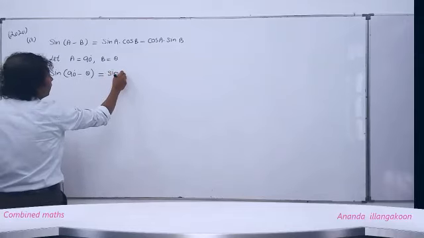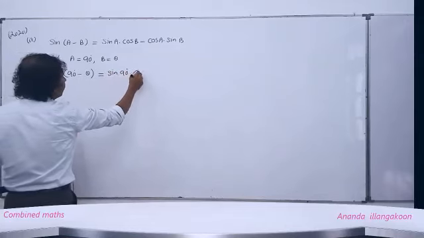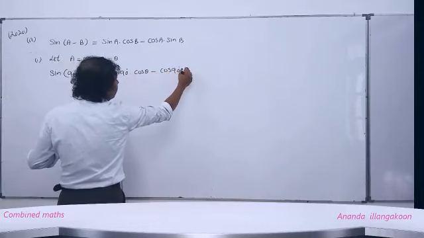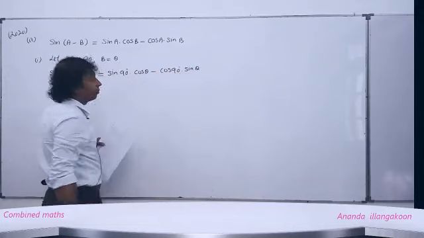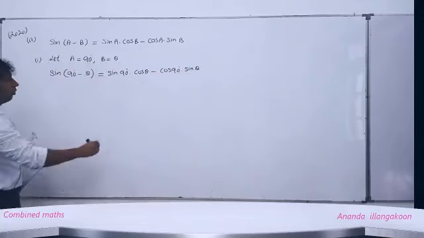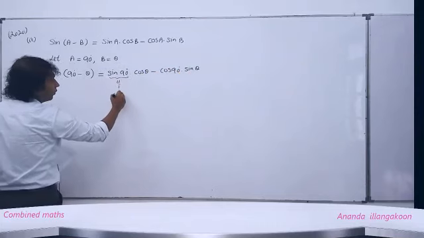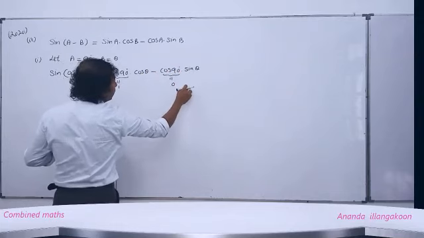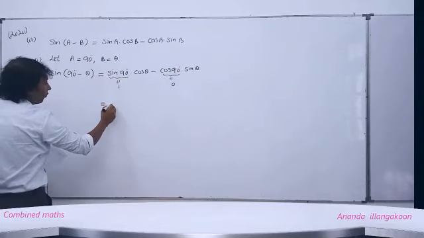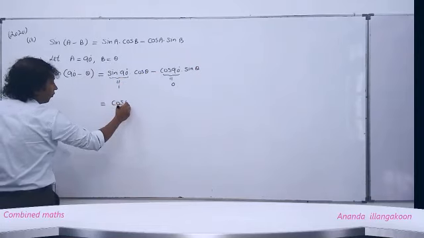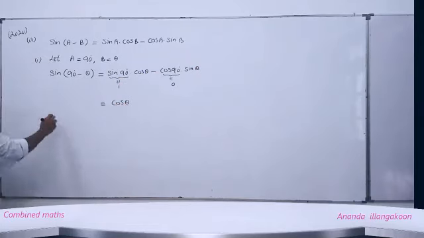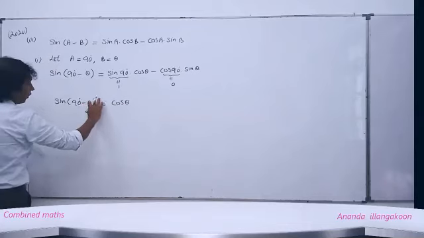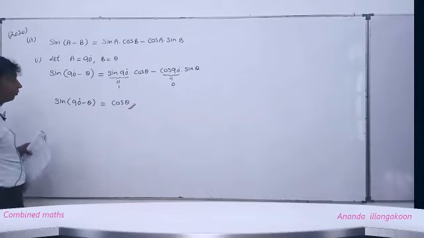Then we get sine 90 cos theta minus cos 90 sine theta. Because sine 90 is, you know, 1, and cos 90 is 0. 0 into sine theta, this whole product, is 0. And 1 into cos theta is cos theta. Then we get sine 90 minus theta is cos theta. First answer we got.